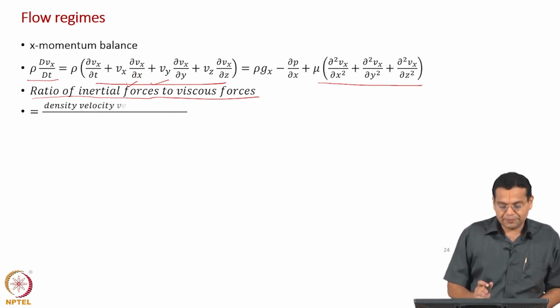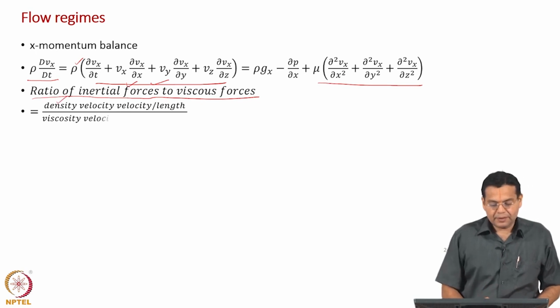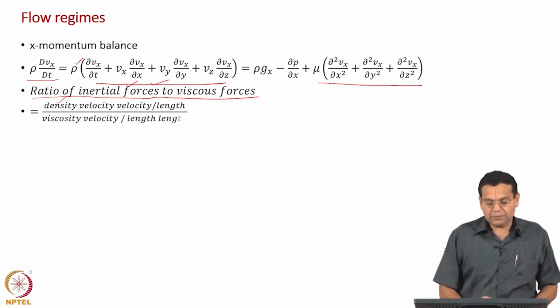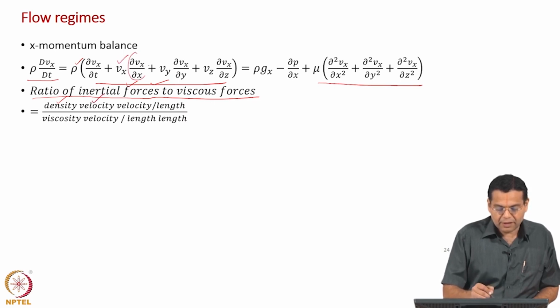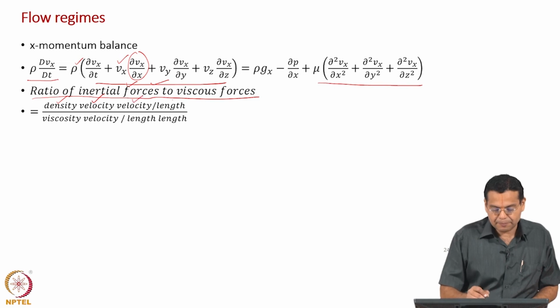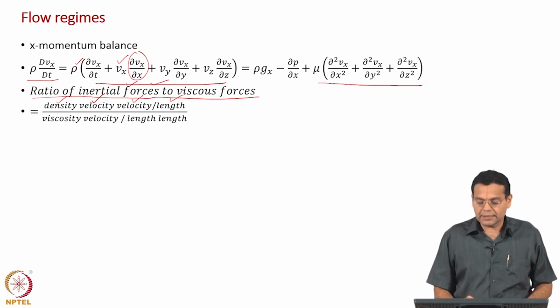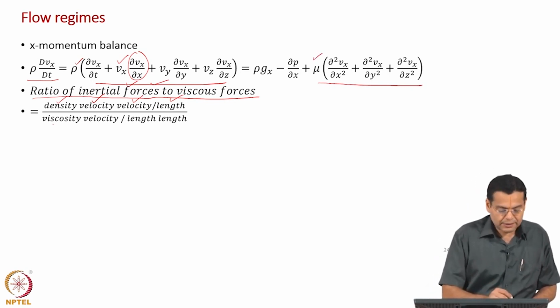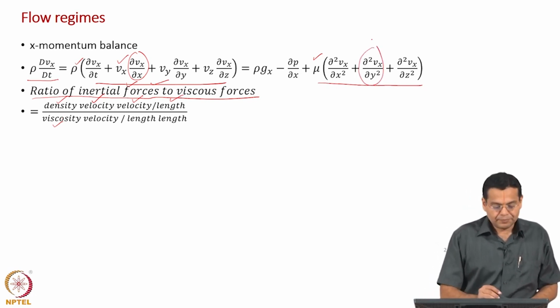For the inertial force, you have density here, and the expression is written in terms of words rather than variables. And we have velocity here, and then we have the gradient of velocity, which is expressed as velocity per length. Now, coming to the viscous forces on the right hand side, we have viscosity here, and then the second derivative of velocity, because it is a Laplacian, which is expressed as velocity by the length squared.